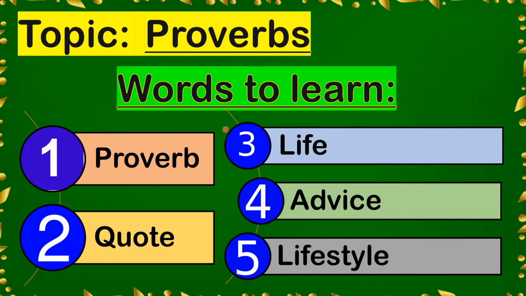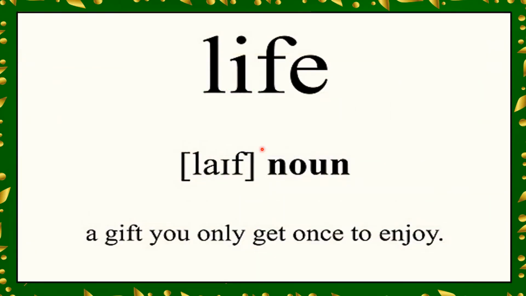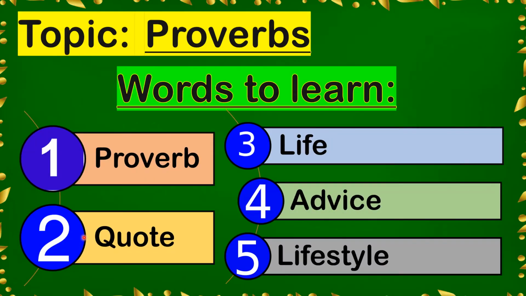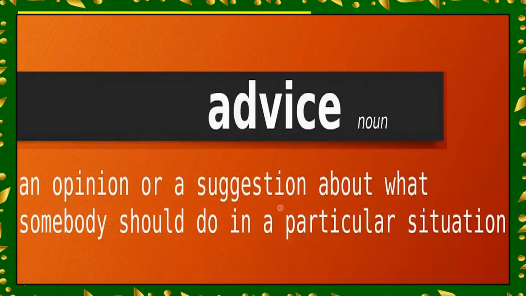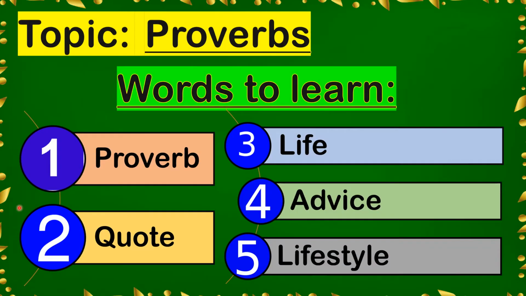The third word is life. Life is a noun. It is a gift you only get once to enjoy, because we are talking about proverbs and proverbs are connected to our lives. The fourth word is advice. What do you mean by advice? It is an opinion or a suggestion about what somebody should do in a particular situation. Usually, advice is given to us by people who are close to us or people who know more about us.